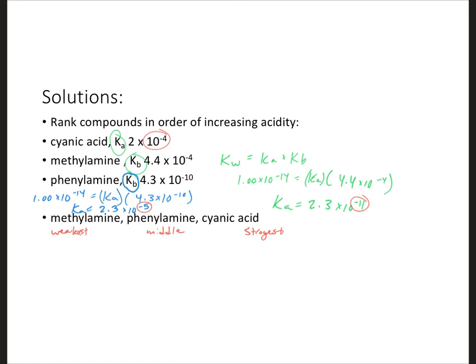So remember to look not only for whether they're giving you a Ka and a Kb, but then once they're all on the same scale, all Kas or all Kbs, then you can start looking at the exponents, and then if the exponents are tied, they're the same exponent, then you have to start looking at the number out in front. So that's going to conclude the calculations that we do, switching between Kas and Kbs.